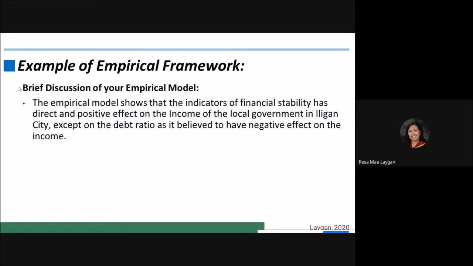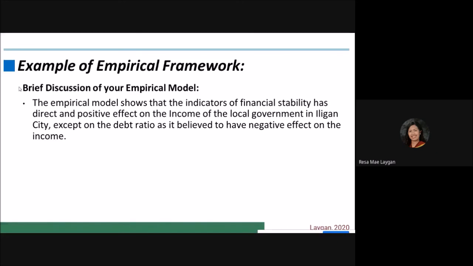So this ends our discussion about the research framework, and I hope that you learned something about the theoretical framework, conceptual framework, and empirical framework. And I hope that you are going to apply those important guidelines on how to create those frameworks.